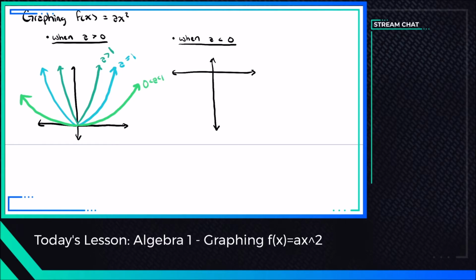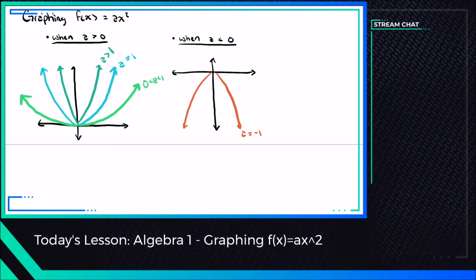And then we're going to do all of our downward opening ones in orange. So if a is less than 0, we're going to have a negative a. So it's going to turn all those numbers negative. So the standard a is equal to -1 is going to be right here.